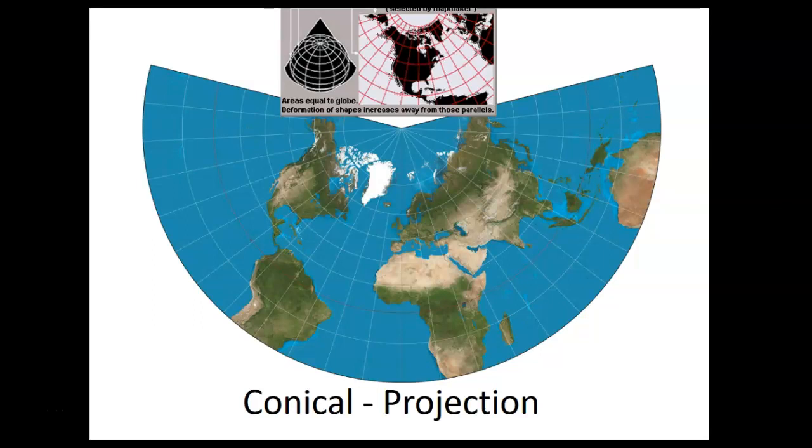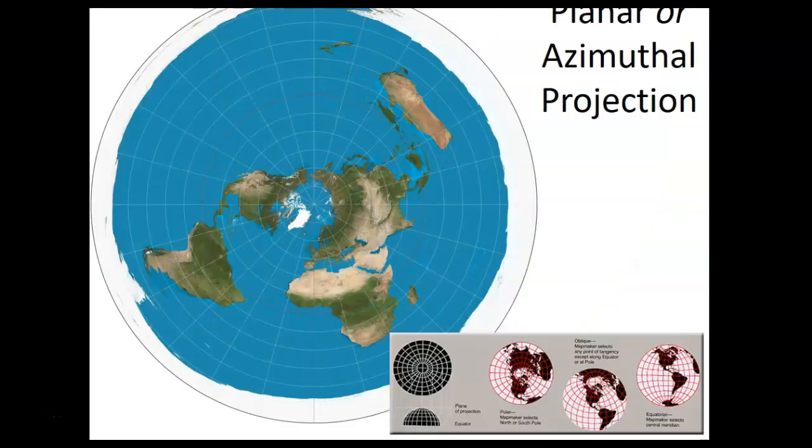The third projection, the third kind of boxes that we are filling out, is called the planar, or this is a hard word, azimuthal.